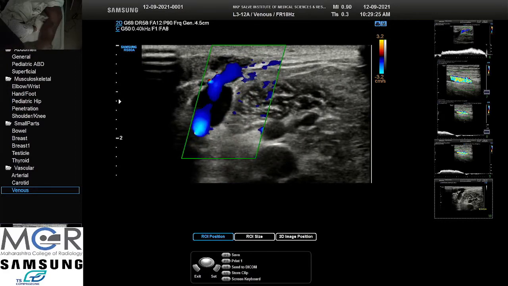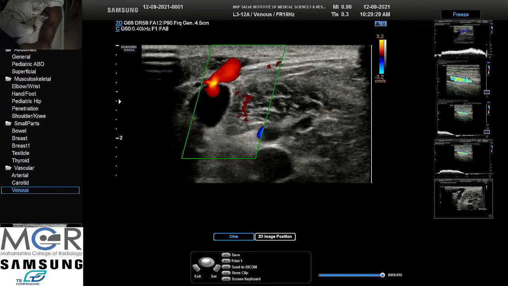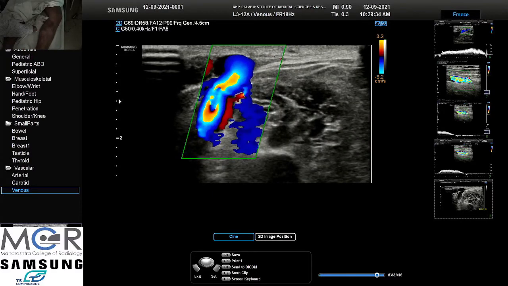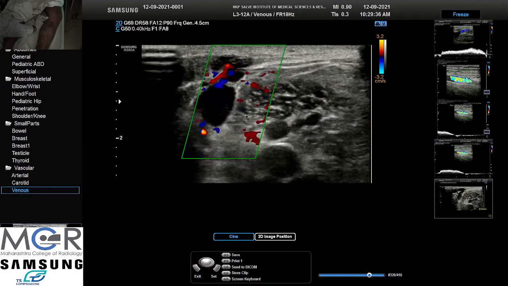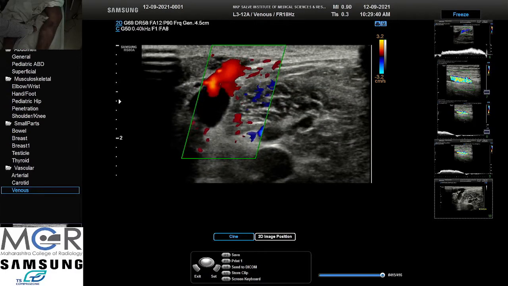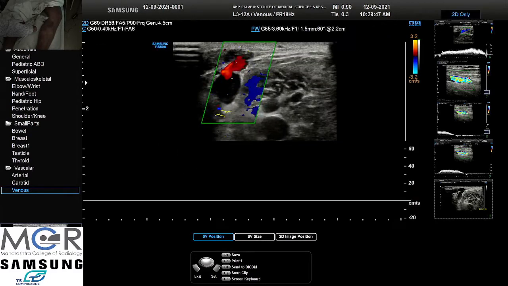Compression. See that before compression the flow was going away from the probe, from superficial to deep, and after compression you can see that there is a sustained reversal. Very big perforator, it has to be incompetent. Same thing you can confirm on spectrum also.